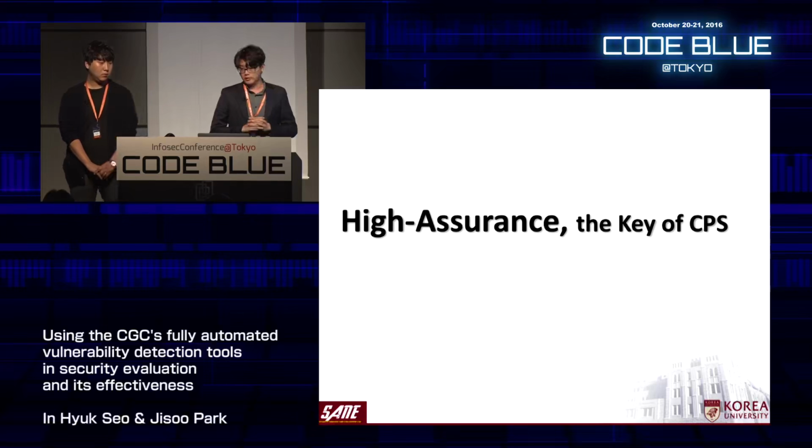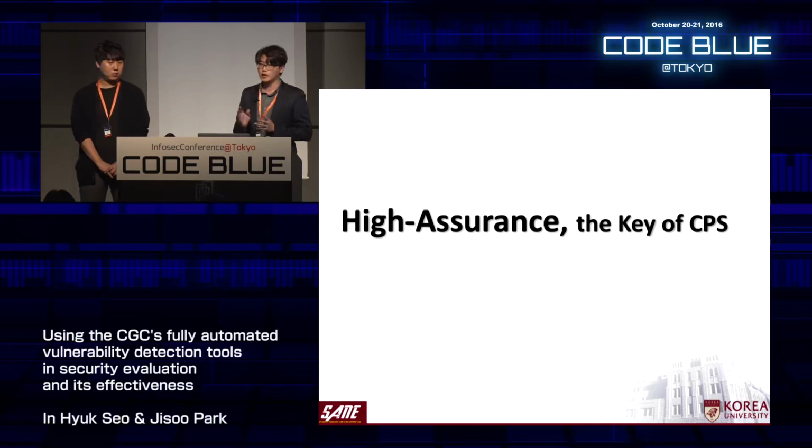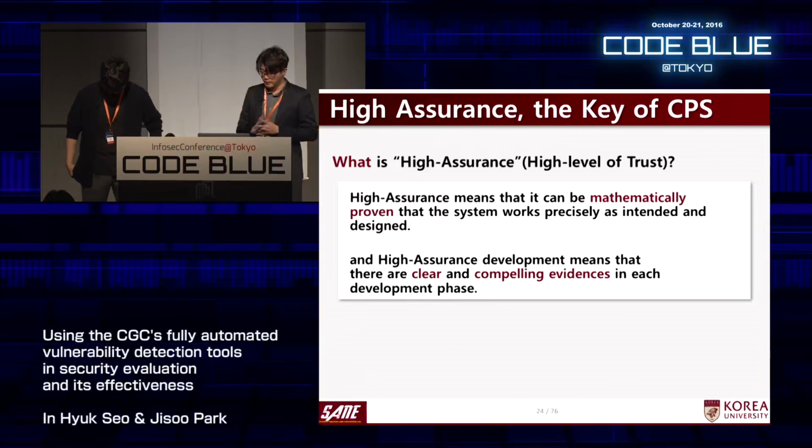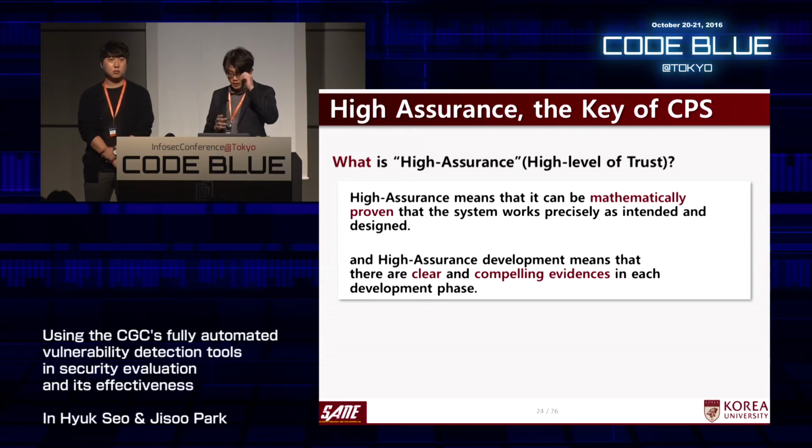As I mentioned earlier, assurance means the level of trust. Then what is high assurance? Let's talk about high assurance. As you can see in the text box, high assurance means that it can be mathematically proven that the system works precisely as intended and designed. And also, high assurance development means that there is clear and compelling evidence in each development phase.